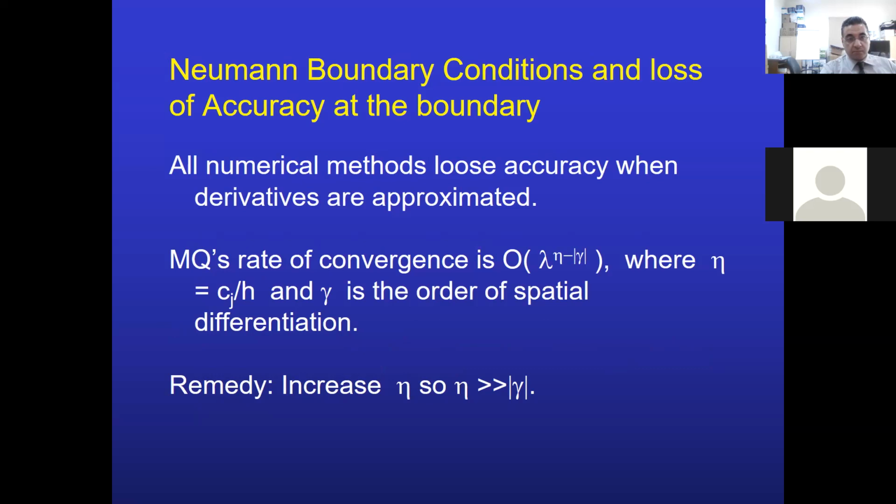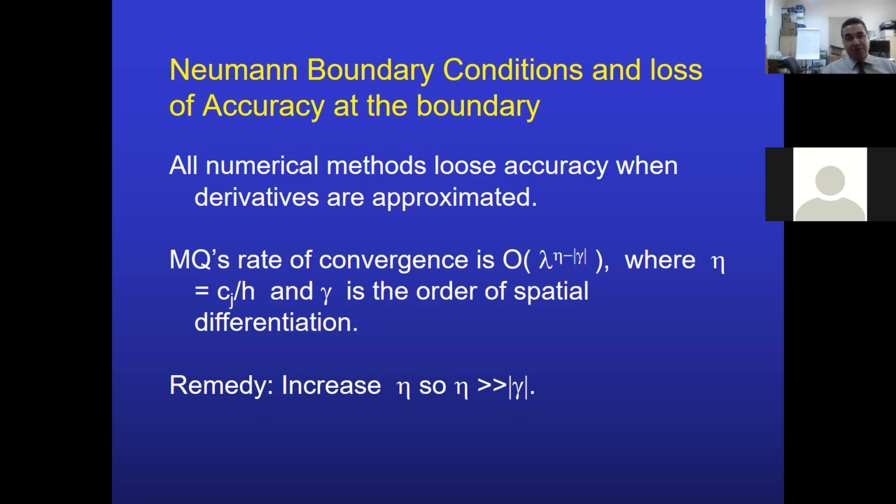Okay, Neumann boundary conditions tend to have a loss of accuracy at the boundary. And this comes back to Madych's estimate, where you have lambda nu to the minus gamma, where every time you take a derivative, you are losing accuracy.